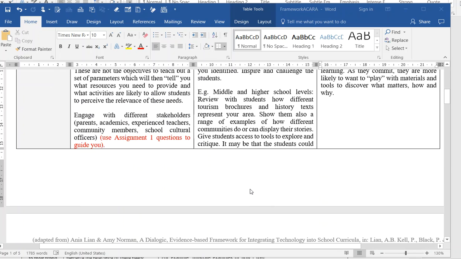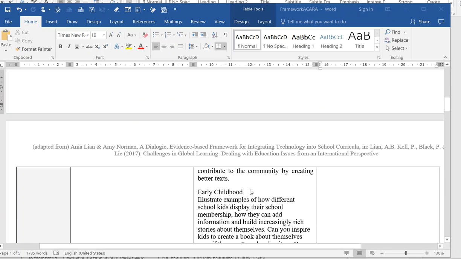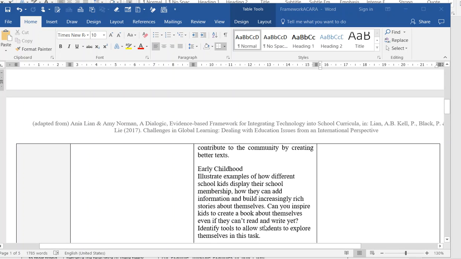So I've got here examples for little children. So what did they write here? Illustrate examples of how different school children or kids display their school membership, how they can add information and build increasingly rich stories about themselves. Well, that's very interesting, right? So you can create a book about themselves.